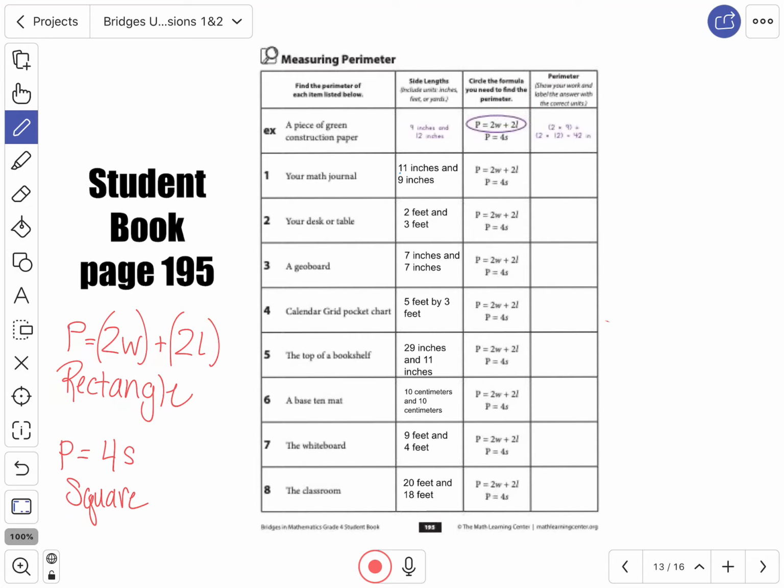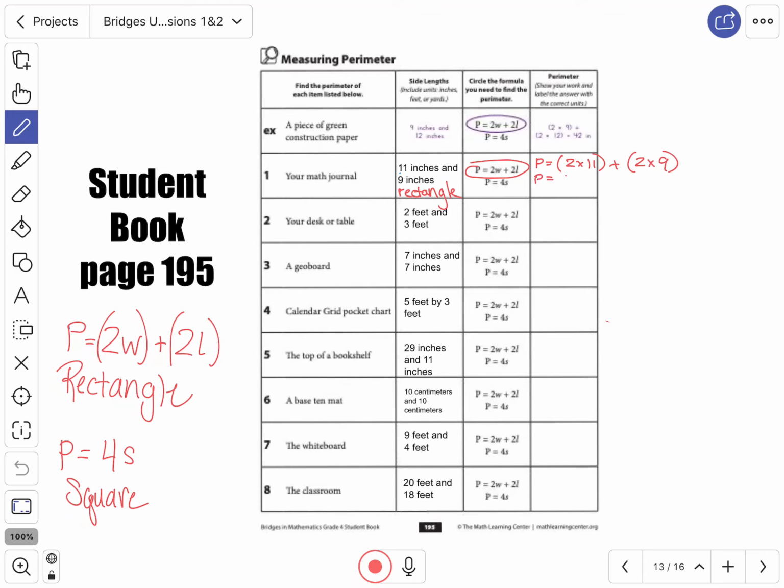Okay, so let's take a look at our math journal here. And we are doing 11 inches and 9 inches for our math journal. So first we have to decide which formula do we want to use. Well, 11 by 9, that's 2 different measurements, which means that it's not a square, it's a rectangle. And if I know that it's a rectangle, then I know that I need to use this formula and not the other formula, okay? So now I'm going to solve for this formula. So my math journal is, let's see here, perimeter equals, and I'm going to have to go off the page a little bit. You may have more space than I do, okay? 2 times 11 plus 2 times 9, okay?